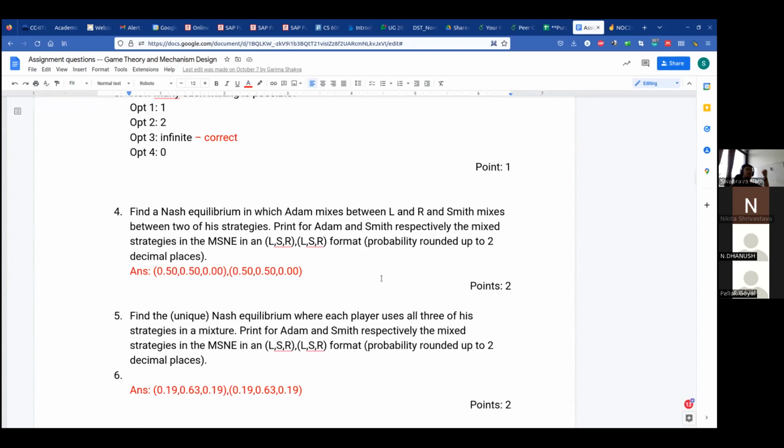Yes, sir. Okay. So find a Nash equilibrium in which Adam mixes between L and R and Smith mixes between two of his strategies. Print for Adam and Smith, respectively, the mixed strategies in the format LSR and SR, with probability rounded. This format is given primarily to keep the sequence fixed. But the point is that we have to again do the same calculation, the one strategy. So mixes between L and R.